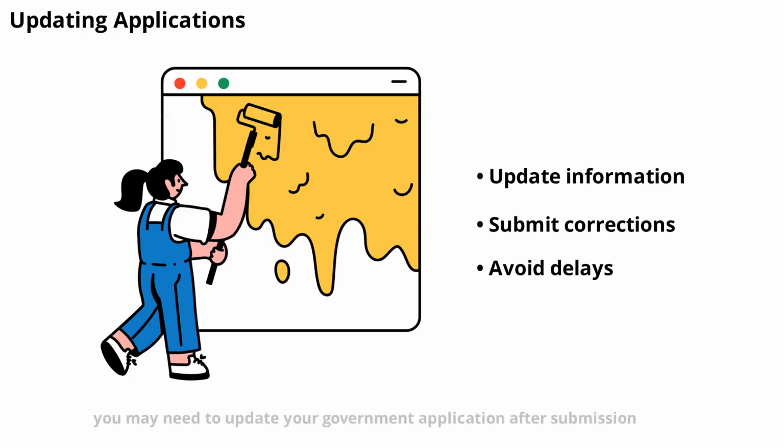Sometimes you may need to update your government application after submission. This could be due to a change in your information, such as a new address or updated documents. Most agencies allow you to submit updates or corrections, either online or by contacting customer support. Keeping your application information current is important to avoid delays or issues with your request.